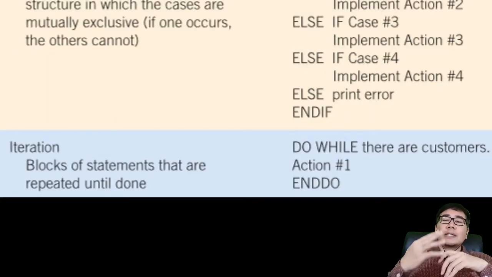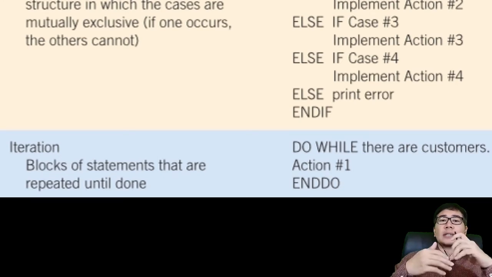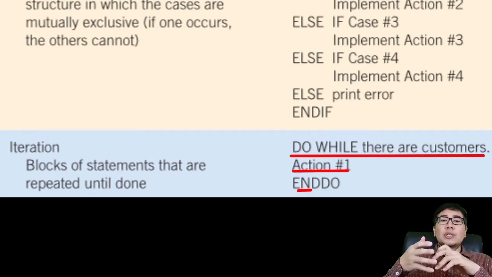The fourth one is the iteration structure, where the process is defined as a repetition of an action or several actions when a condition is met, and ends when the condition is no longer met. For example, do while condition met, action 1, until condition is no longer met, and then end do.